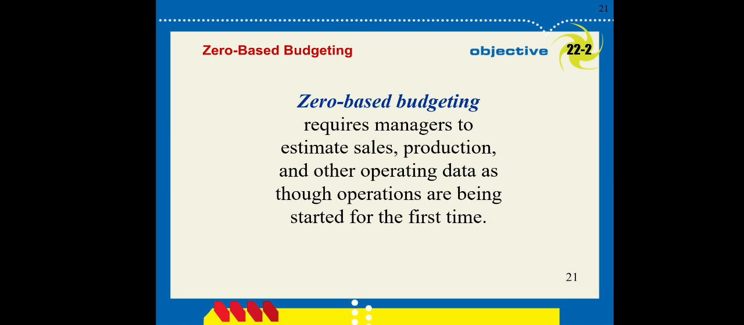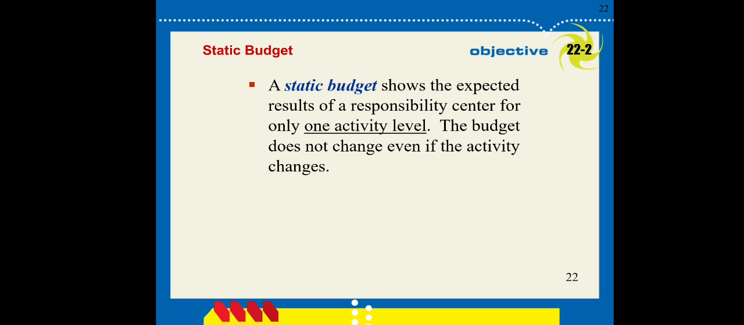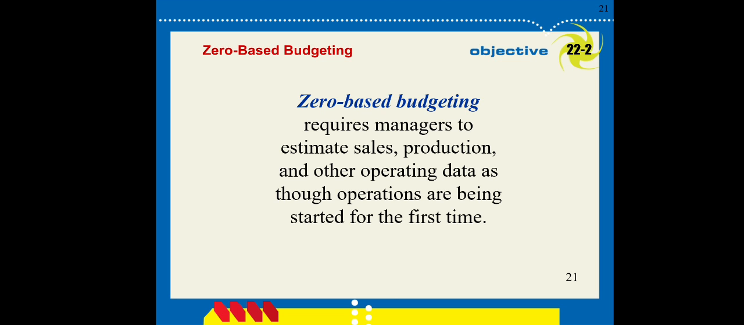Okay, another category or type of budget is called zero-based budgeting. Zero-based budgeting requires managers to estimate sales, production, and other operating data as though operations are being started for the first time. Okay, this is easy and very typical. Zero-based budgeting is like this. You have a business. At the end of the year, let's say the end of year 2021, you will prepare a budget for year 2022. And then when the year 2022 is started, you do your operation like usual. At the end of the year 2022, you will prepare a budget for year 2023. And that goes on. That practice of budgeting is called zero-based budgeting. I think this is very typical.